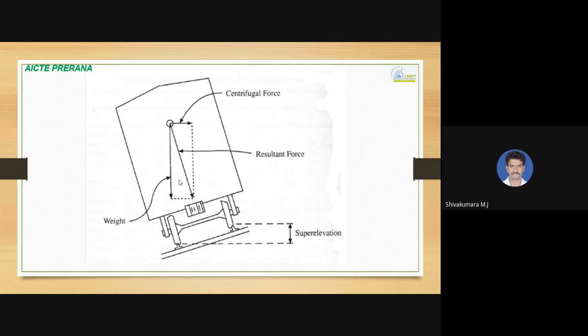Solution, you can see here the centrifugal force and weight component.